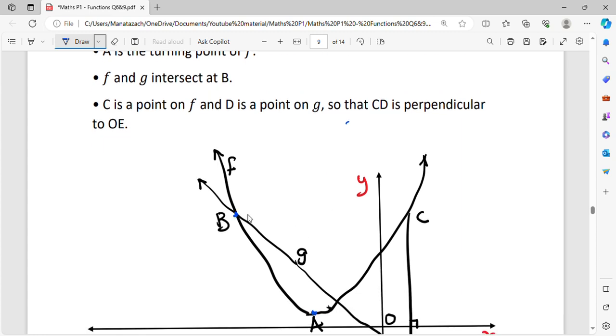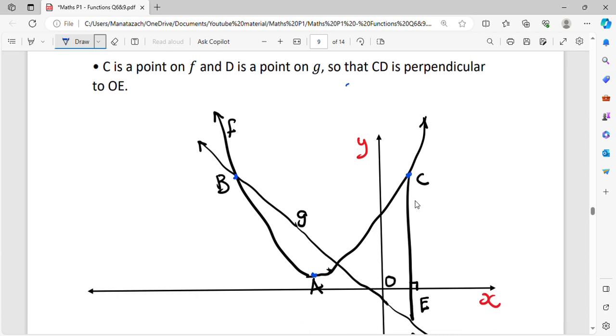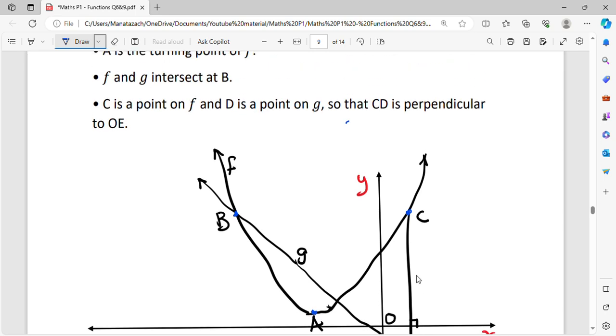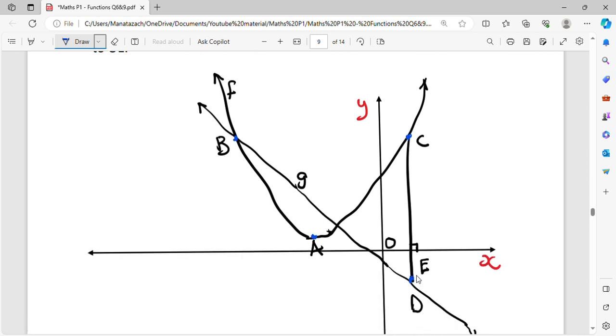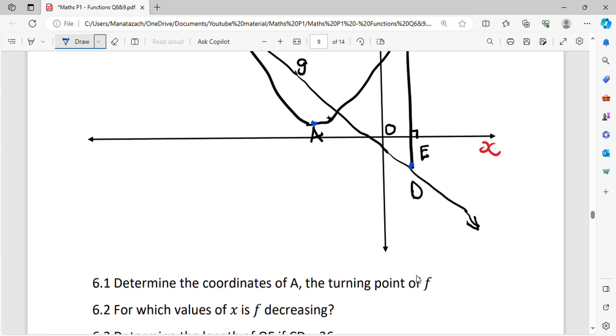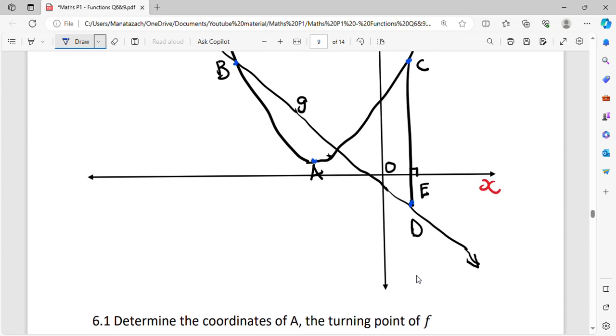Here is point B. C is a point on f. Here is point C, and D is the point on g. Here is point D. So that CD is perpendicular to OE. Okay, the first question is: determine the coordinates of A, the turning point of f.